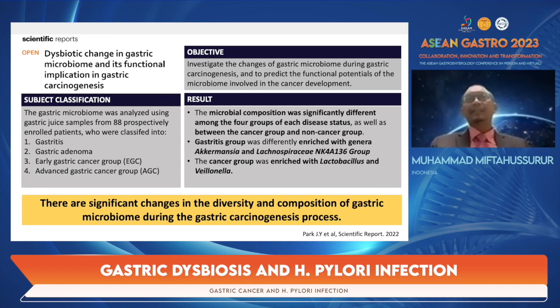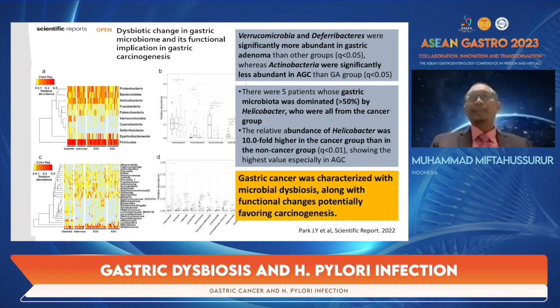Ladies and gentlemen, a study related to gastric dysbiosis and gastric carcinogenesis, published in 2022, on 4 patient groups, gastritis, gastric adenoma, early gastric cancer group, and advanced gastric cancer group, revealed that microbial composition was significantly different among the 4 groups of each disease status, as well as between the cancer group and non-cancer group. Bacteria and also Deferribacteres were significantly more abundant in gastric adenoma than other groups, whereas Actinobacteria were significantly less abundant in advanced gastric cancer than gastric adenoma group. While in the cancer group, the relative abundance of Helicobacter was 10-fold higher than in the non-cancer group. Hence, gastric cancer was characterized with microbial dysbiosis, along with functional changes potentially favoring carcinogenesis.